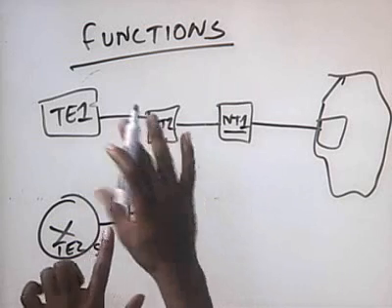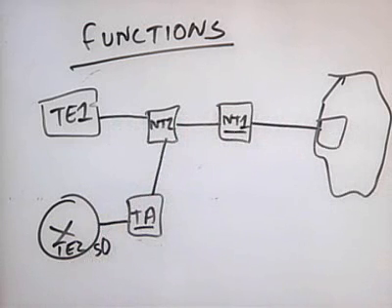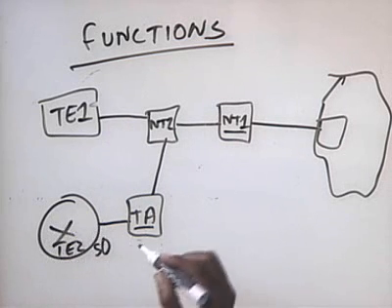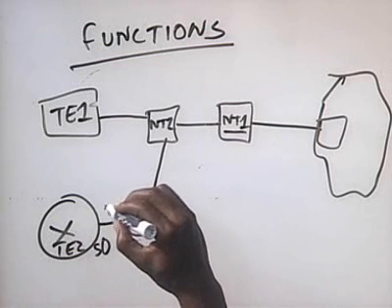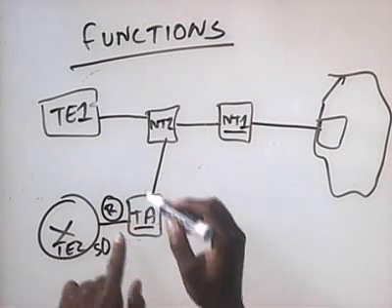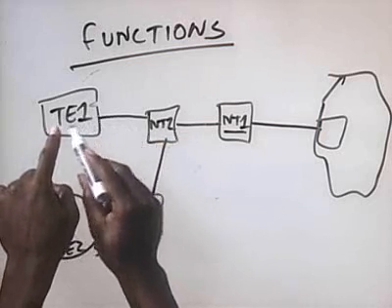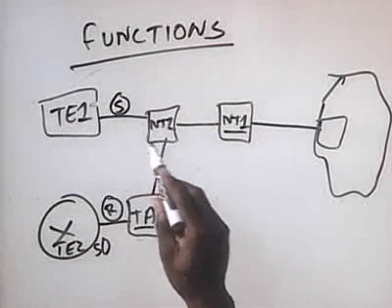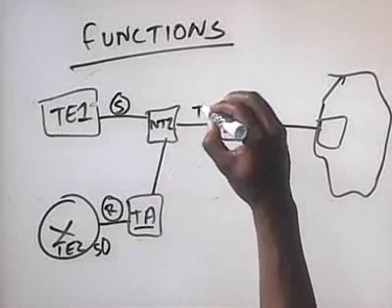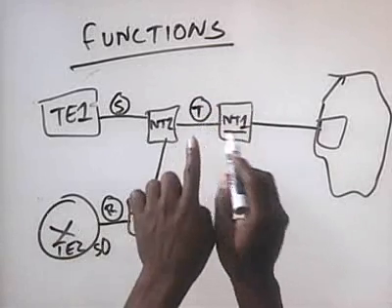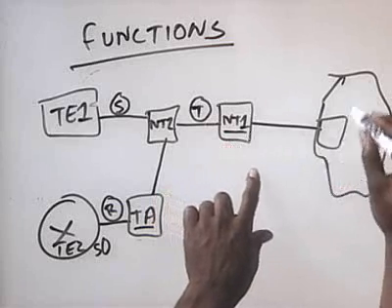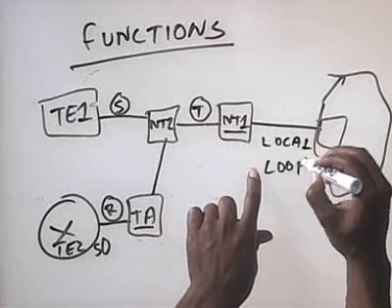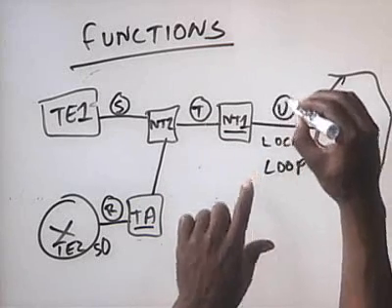Now, between each one of these devices, there is what's referred to as a reference point. The connection right here between the TE2 and the TA, the terminal adapter, is called an R reference point. The reference point between the TE1 and the NT2 is referred to as an S reference point. Between the NT2 and the NT1 is the T reference point. And then between the NT1 and the service provider, of course, this is our local loop. You'll recall this is our local loop or our last mile right here. This is the U reference point.